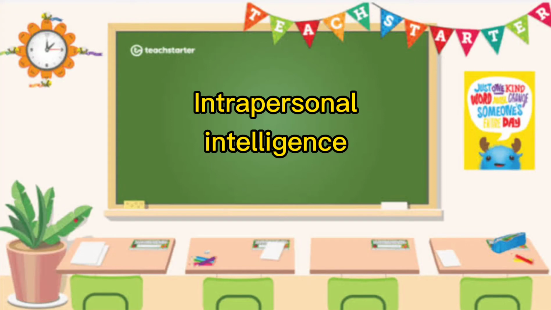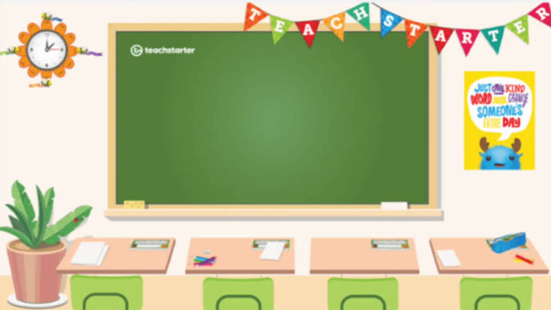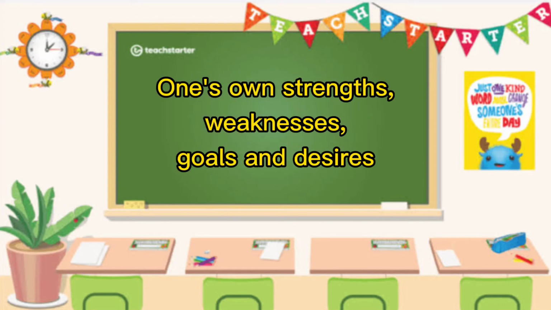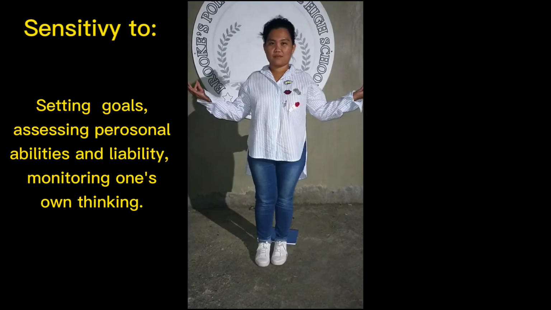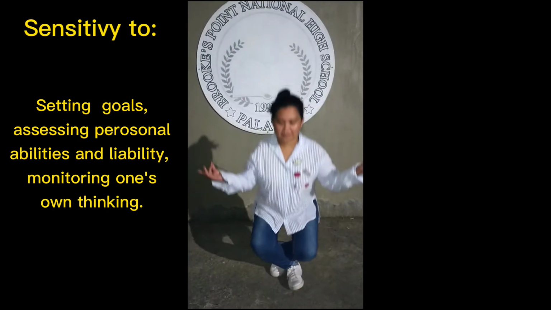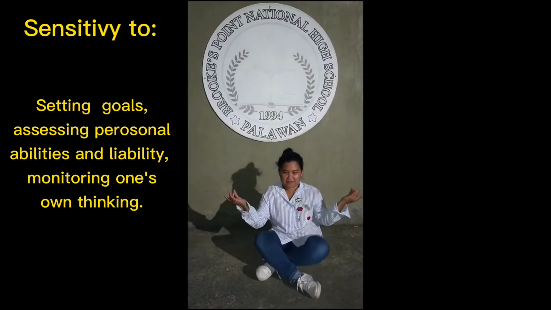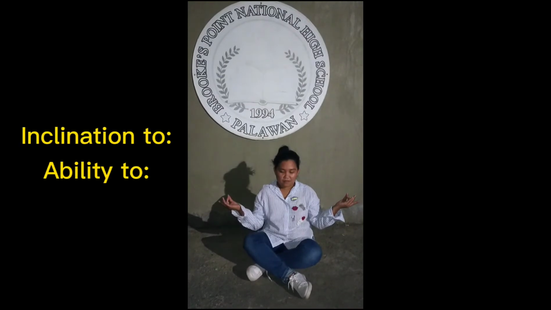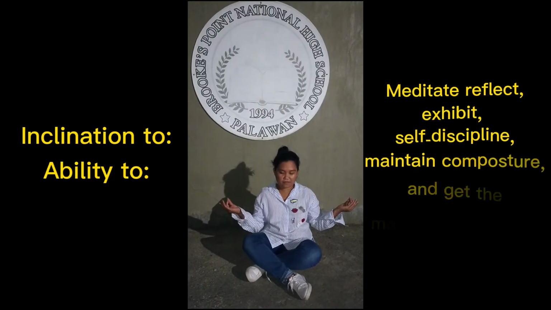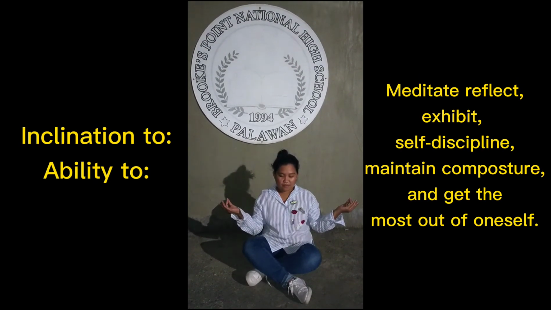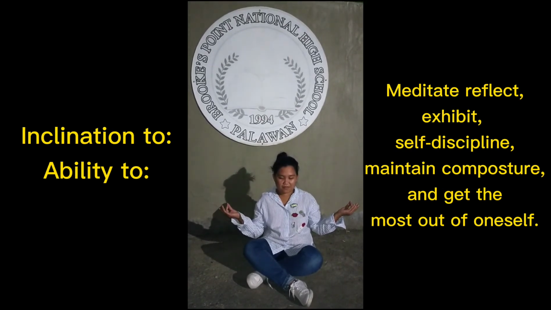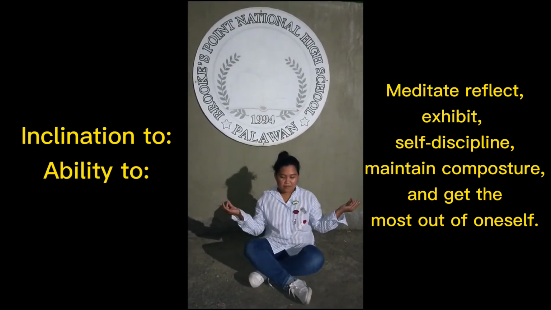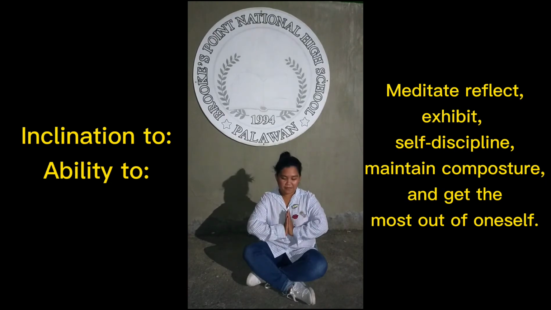Personal intelligence: one's own strengths, weaknesses, goals, and desires. Setting goals, assessing personal abilities and liabilities, monitoring one's own thinking. Inclination to ability to meditate, reflect, exhibit self-discipline, maintain composure, and get the most out of oneself.